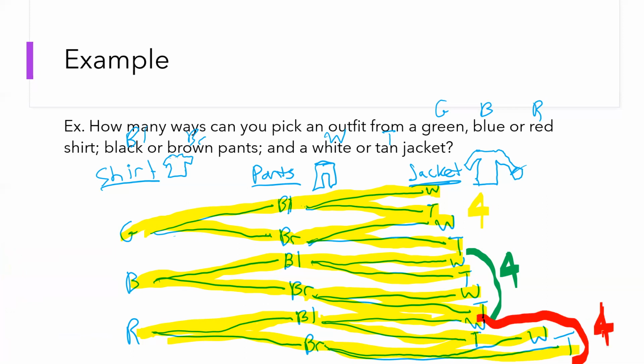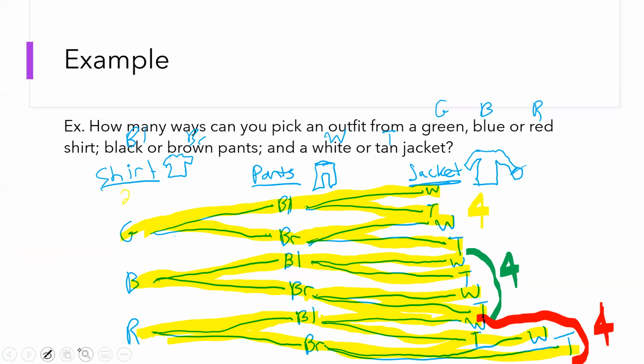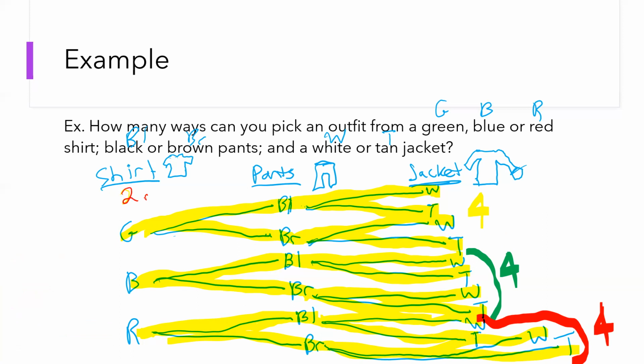Will be 4 outcomes. So how many outcomes do we have altogether? Well, we have 4 for each color at the very beginning. So that's going to be a total of 12. Again, hopefully you might start to notice a bit of a pattern. So I'll give you a little hint here. We had 3 outcomes for the shirt, 2 outcomes for the pants.